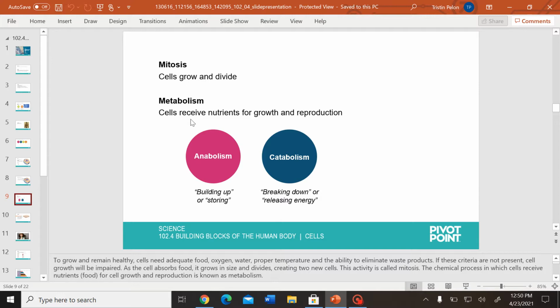When the cells receive nutrients for growth and reproduction, they go through metabolism. This is called metabolism, the chemical process in which the cells receive nutrients or food for cell growth and reproduction. Then you have anabolism and catabolism. Anabolism is when they are building up or storing those nutrients for growth and reproduction. And then when they need to break down and release that energy, they are going through catabolism.